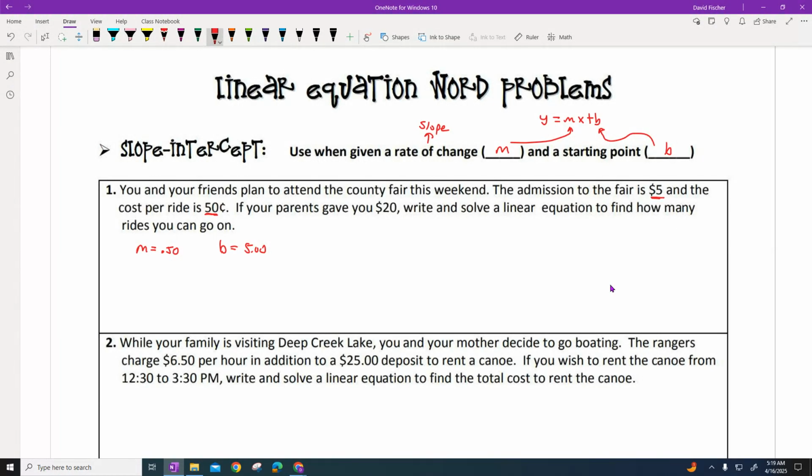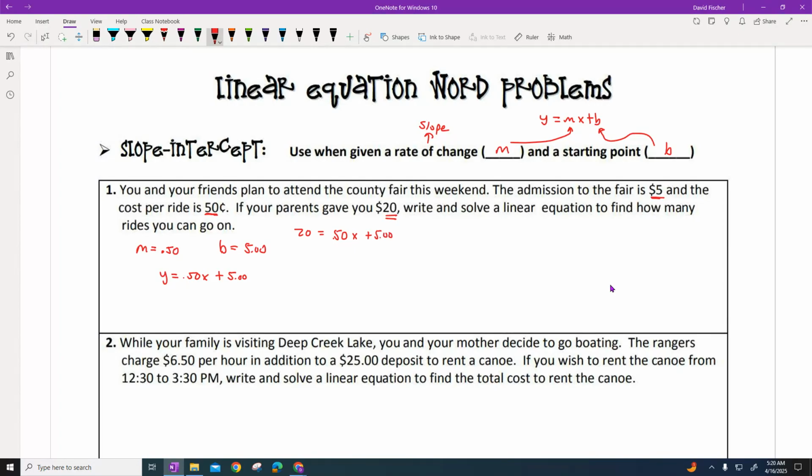So now I'm going to write my equation. y equals 0.50x plus $5. Now they said your parents gave you 20 bucks, so the 20 is going to go for the y. So you're going to have to write tiny today, and then watch how we write our final answer, very important. So the $20 is how much we have total. We have 50 cents per ride, plus the $5 to get in.